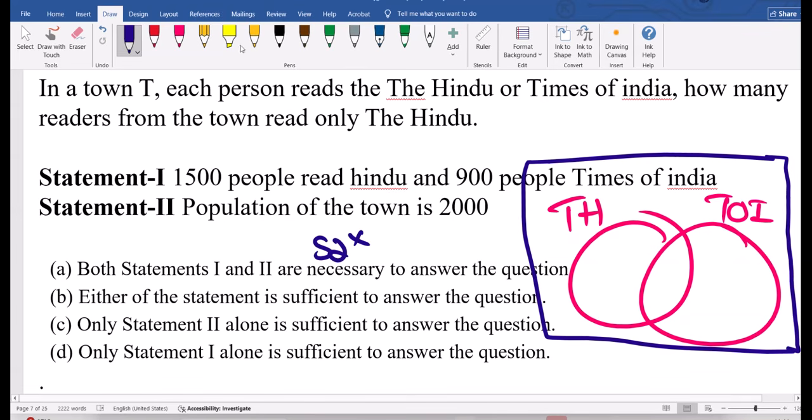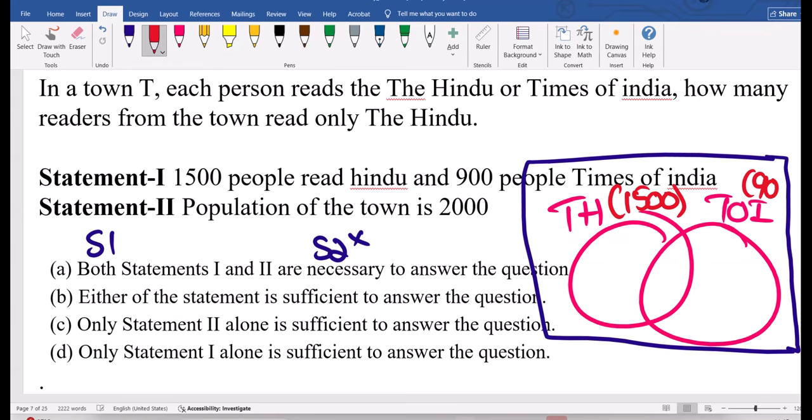Statement 1 alone also, what they said: the Hindu 1500, 900 is Times of India, but with that we cannot decide. Statement 2 alone, total 2000, that is also not decisive. Together, put together, can we decide or not? Let's see.